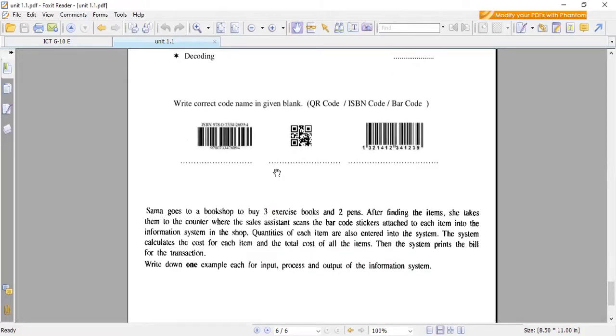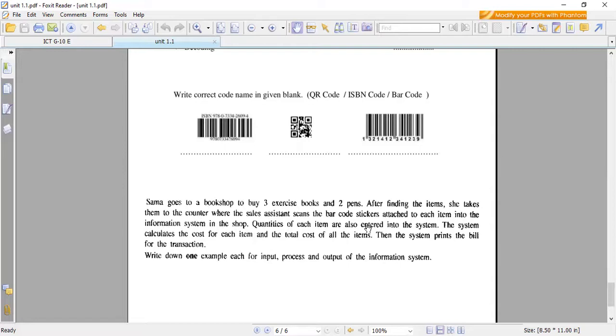Okay, read this carefully and find out. Now here, write down one example. Not one example, you write down several. If you find several inputs, it doesn't matter, you write them all. Process is the same, output also the same. Not only one, you may have several. Write them all.